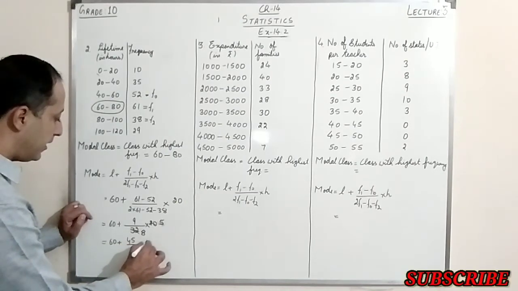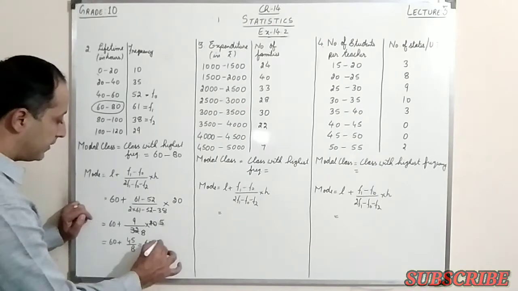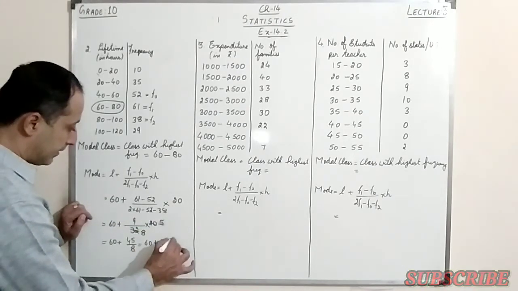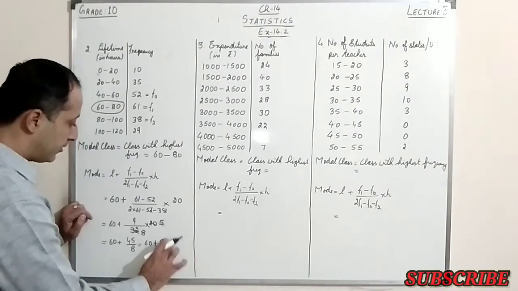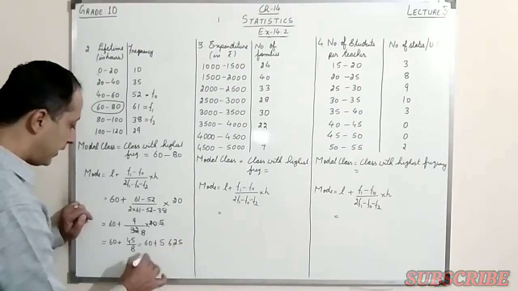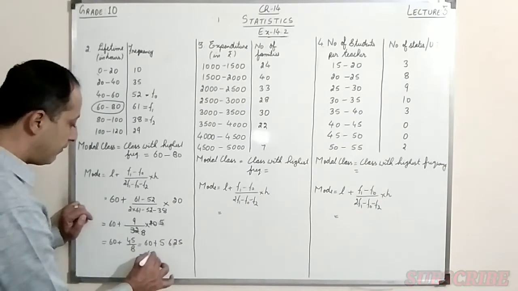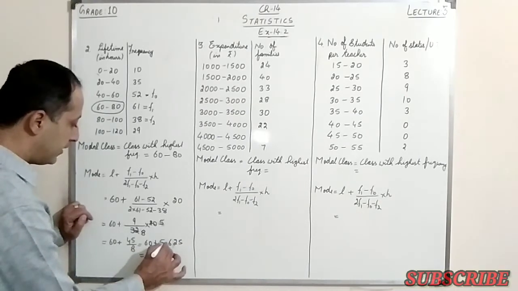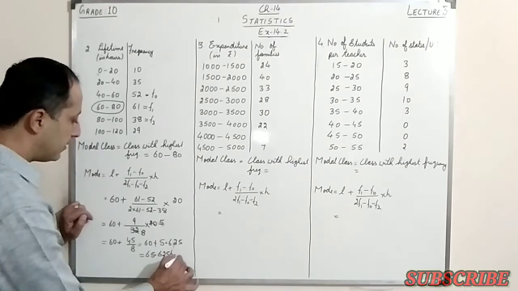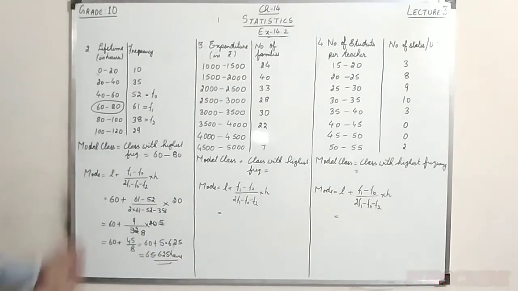So that is 60 plus 5.625. Sorry, this is not 675, but this will be 625. So finally we have the answer 65.625 hours. So this is the modal lifetime of the electric components.